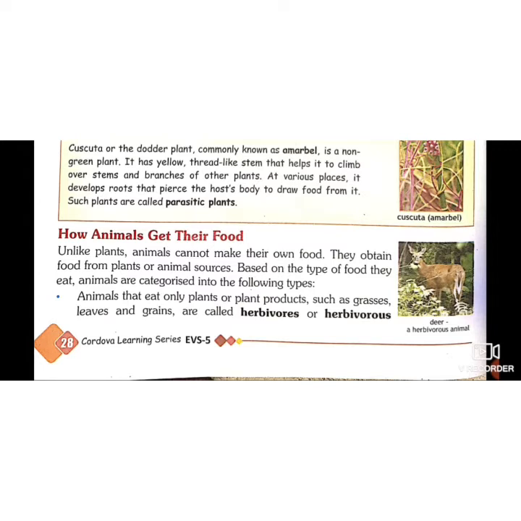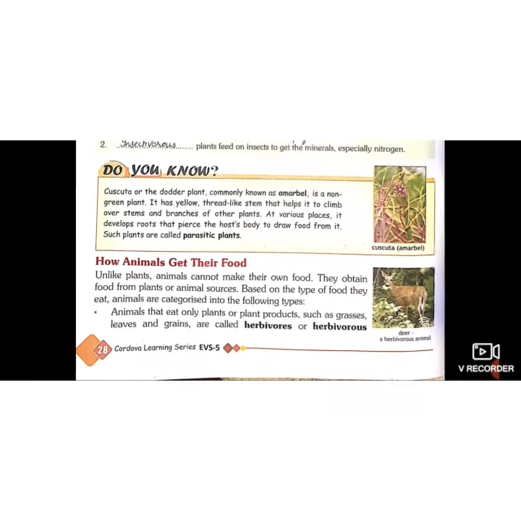Based on the type of food they eat, animals are divided into three categories. One is herbivorous, second is carnivorous, and third is omnivorous. Now we will discuss them one by one. First is herbivorous. Herbivorous means those who eat herbs. Animals that eat only plants, plant products or grass are called herbivorous animals.